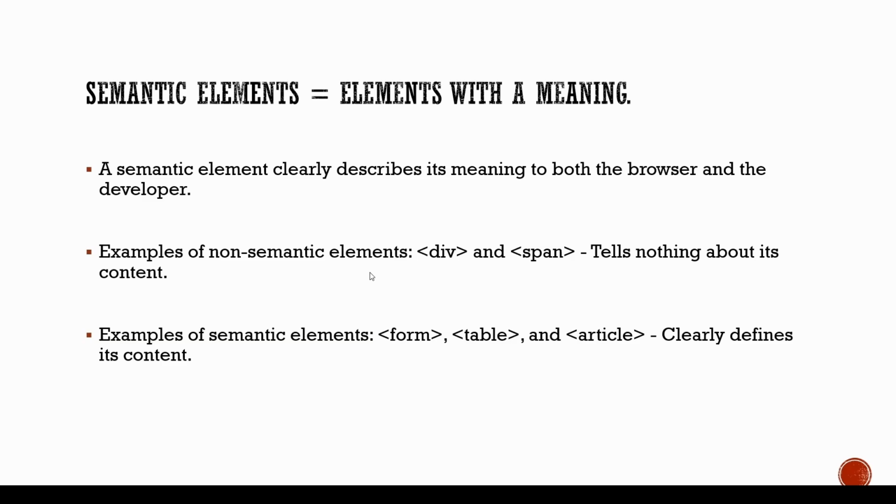Examples of non-semantic elements are div and span. It tells nothing about its content. Anything can be inside a div and a span. But when you look at the element form, table, or article, you can understand what is inside the elements. Maybe inside the form element there are forms, inside the table element there must be a table, and inside the article element there should be an article.